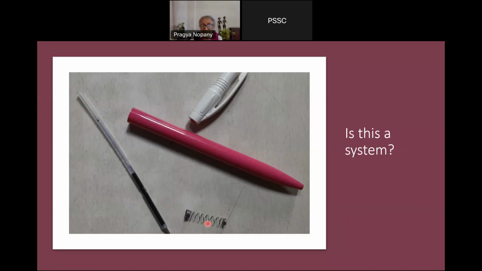So the refill might provide the ink, the spring may provide the necessary dynamics for pressing it forward, the body may house the spring and the refill, and the cap may help the refill to be pushed forward with the help of the spring. But ultimately it should be able to write on a paper.